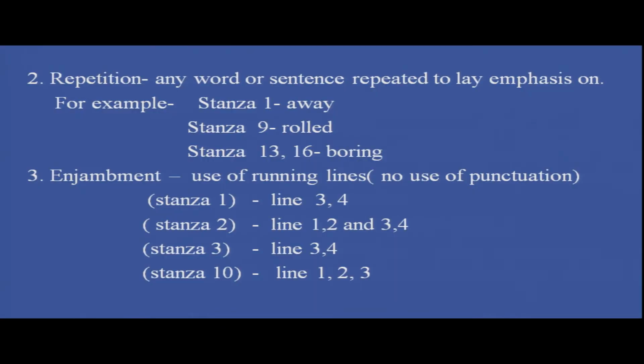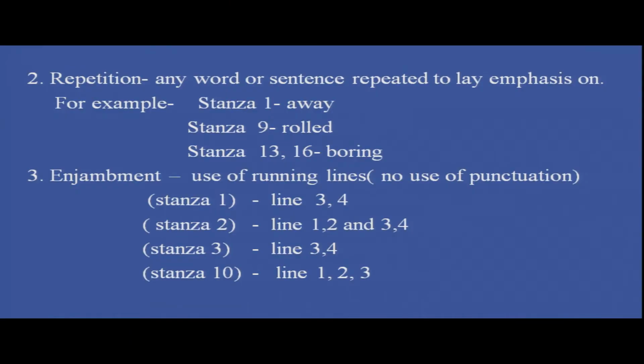Next is enjambment. This is another type of poetic device. It's quite interesting to note here. I don't know whether you have read it earlier or not, but I would like to explain that in this particular poem, you'll find several lines where the role of punctuation comes into the picture. Some of the lines end with a comma or a semicolon or a full stop, but we'll find some lines which end with no punctuation. There is no use of any punctuation.